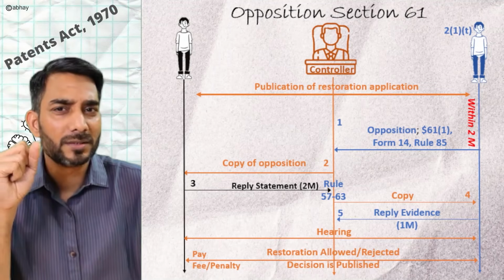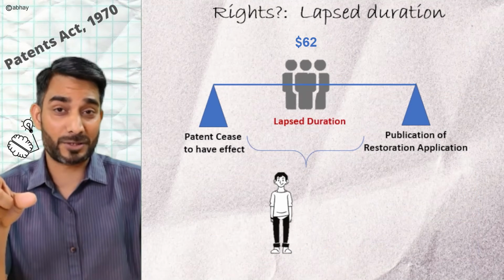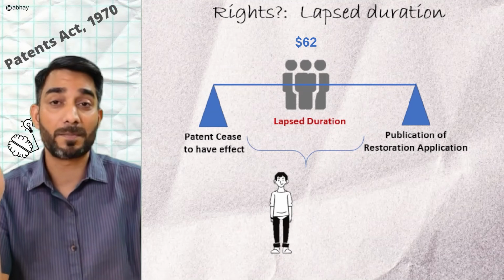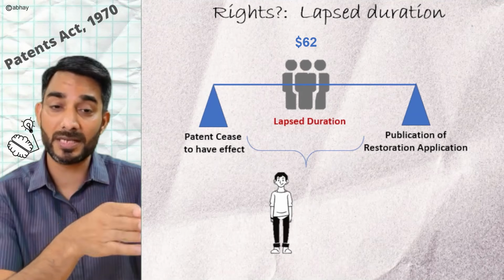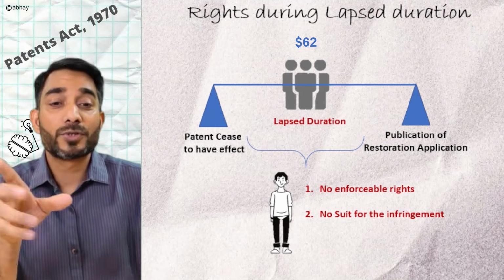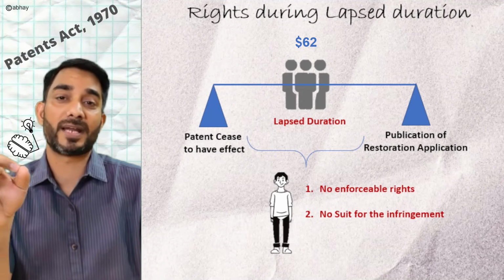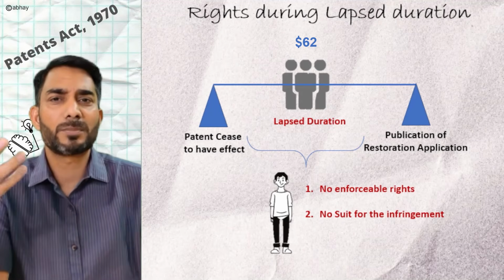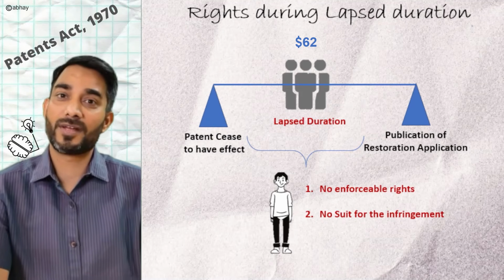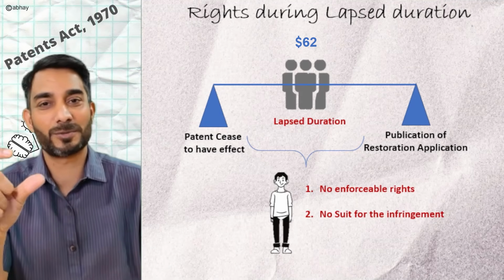Rights are restored means, so what happened to the rights during the lapse duration? Interesting question. During the lapsed duration, which is defined as the time period between the point A when the patent got lapsed to the point B where the restoration application was published, there are no enforceable rights, and you cannot file any suit against anybody for any infringement activity that happened during the lapse duration. Because the patent was not enforced, there were no rights. So people had all the rights to avail themselves of the invention. Interesting, but the fault lies with the patentee. You should always be diligent with respect to maintaining your patents.